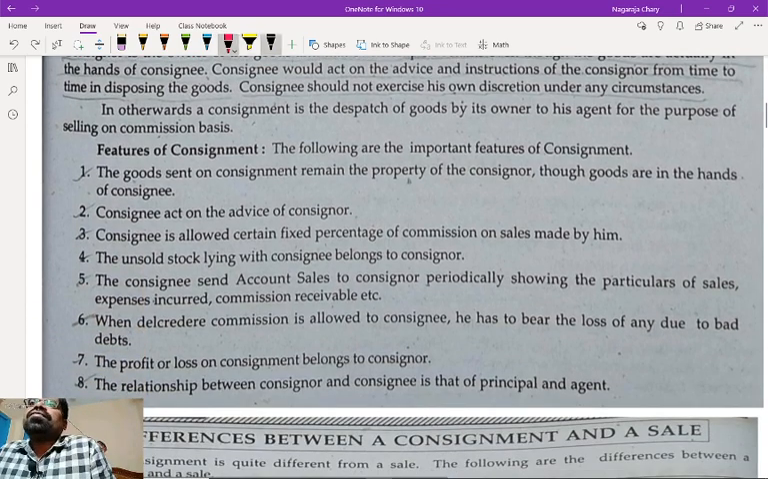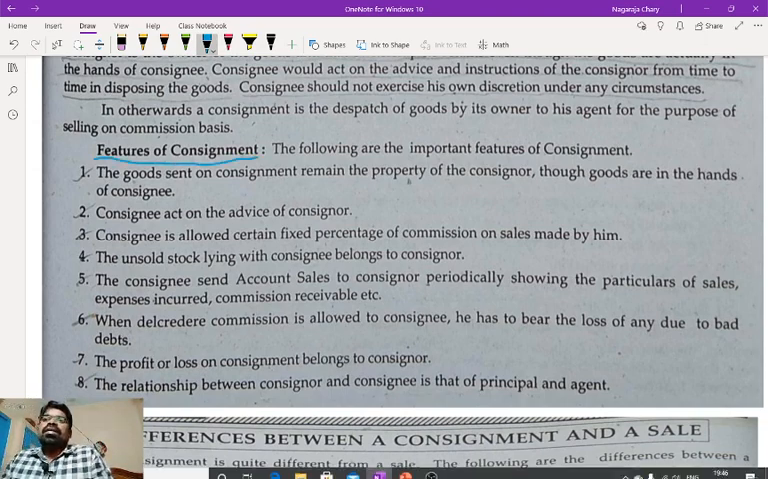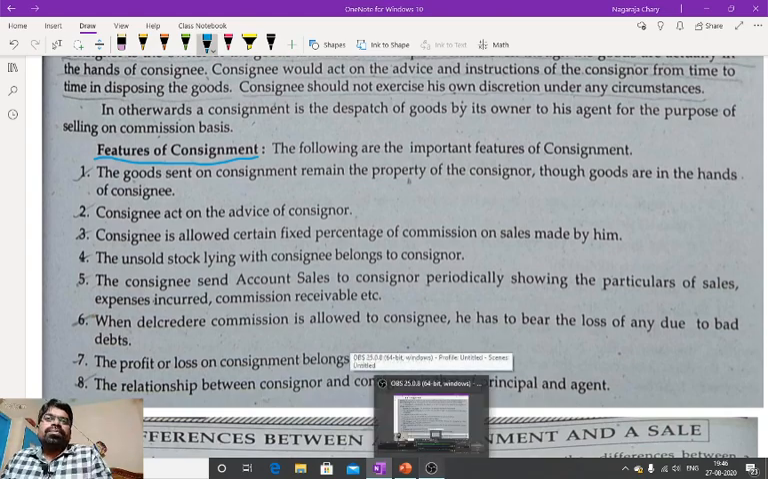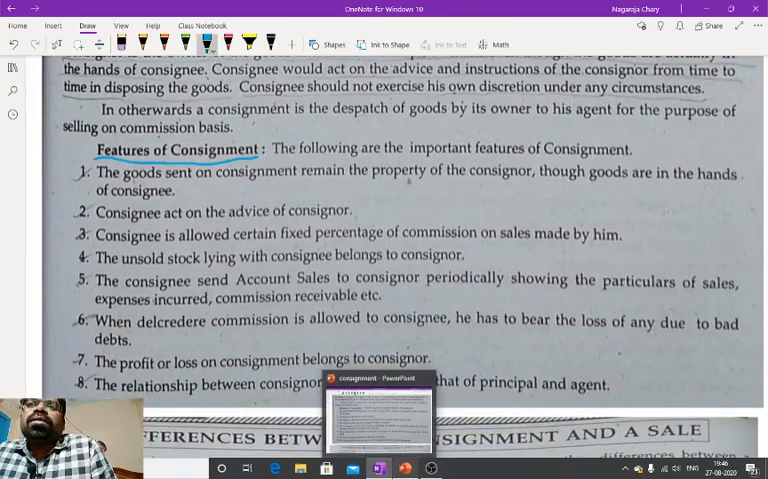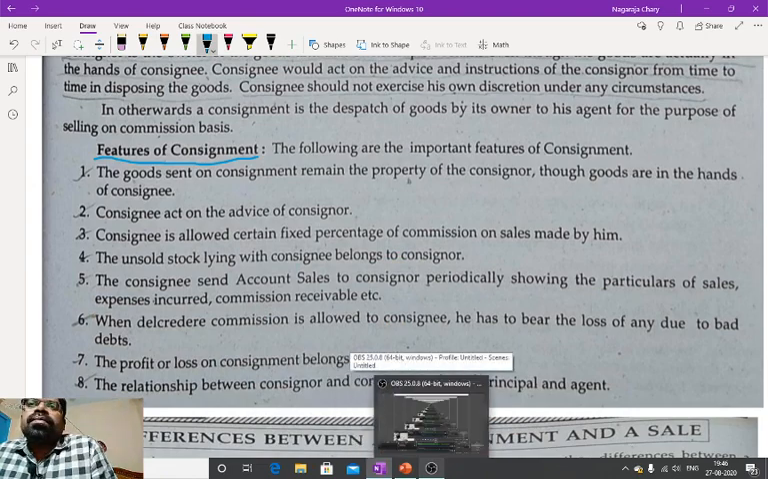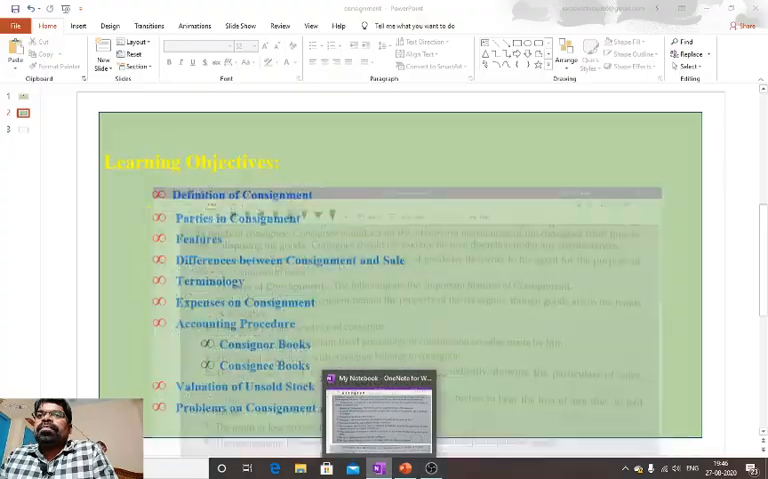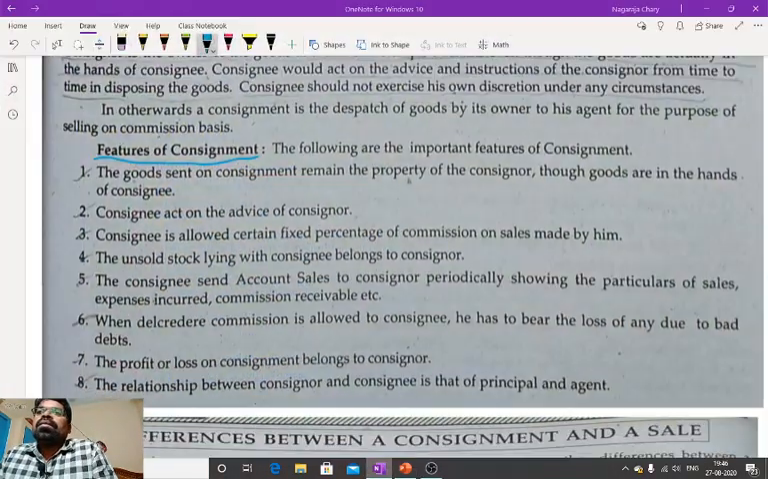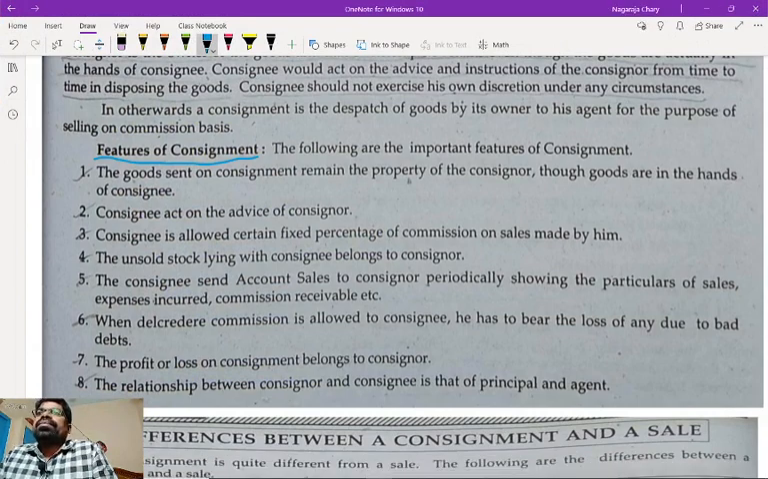What are the features we have in consignment? The following are the important features of consignment.